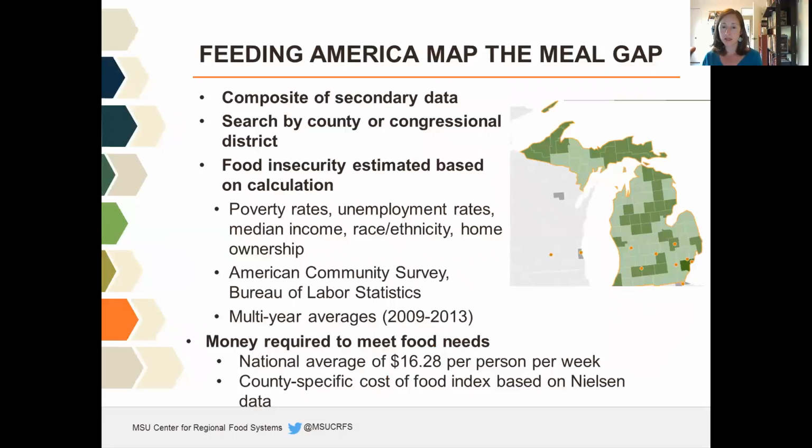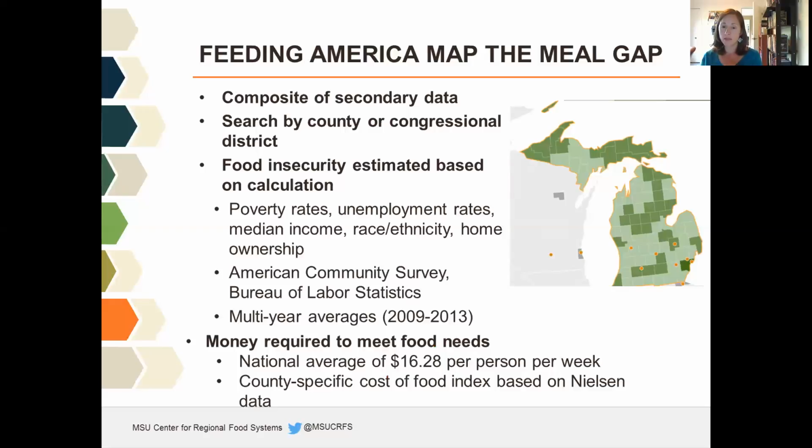So what they did is determine a relationship between food insecurity and other measures like poverty rates, unemployment rates, median income, race, ethnicity, and home ownership. And then they take those direct measures, some measures on those indicators from American Community Survey on the county level, and then apply that formula of the relationship to food insecurity to come up with the estimate of level of food insecurity in the county. And again, those underlying indicators are based on multi-year averages.